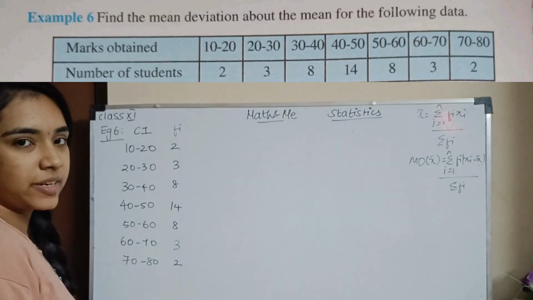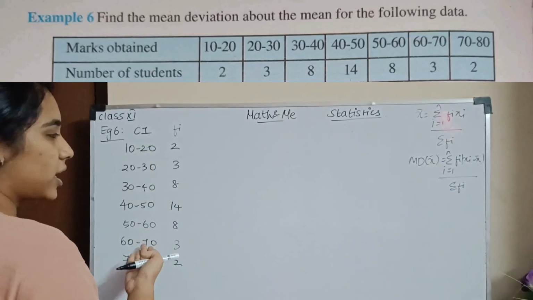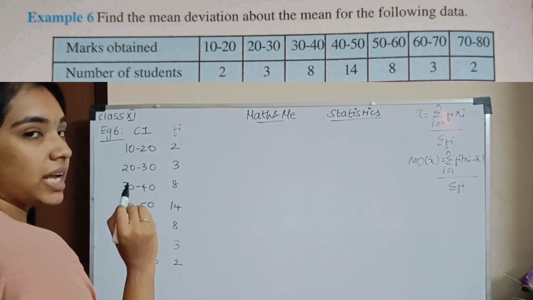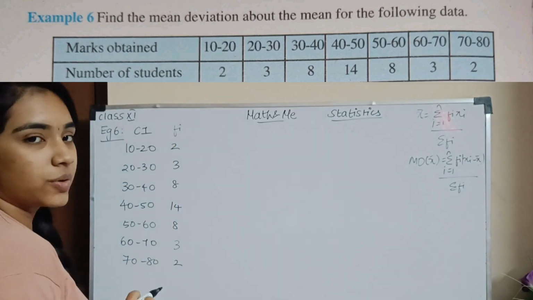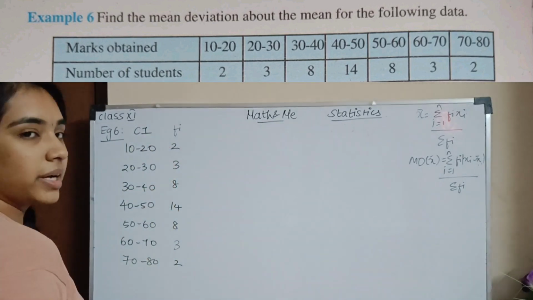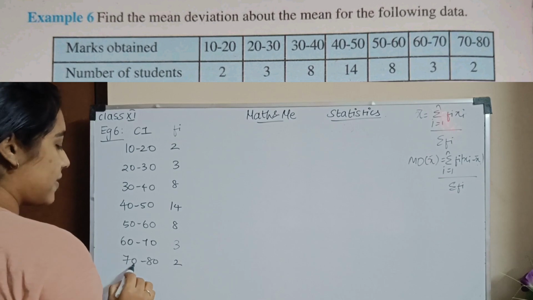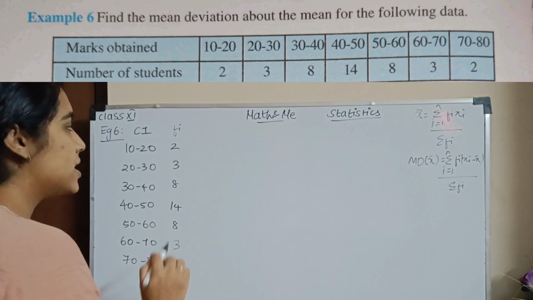Example 6, it is very similar to example 4, but you have a continuous frequency distribution. Directly the xi value is not given. Ci is class interval, fi is the frequency. So we are given the marks obtained by the students and the number of students. Now in 10 to 20, 2 people have scored. In 70 to 80, 2 people have scored. So this is given.